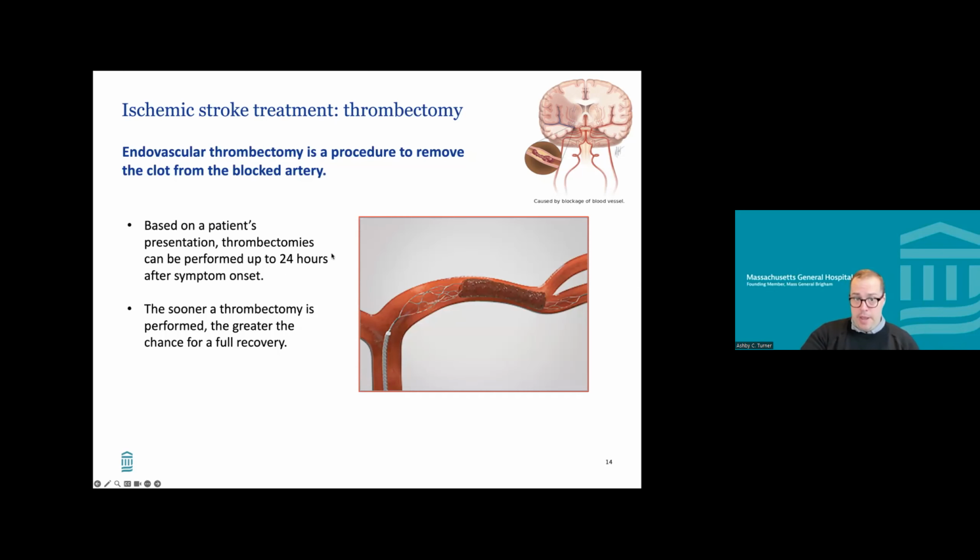And then we've mentioned the thrombectomy. So this is to physically remove the clot.